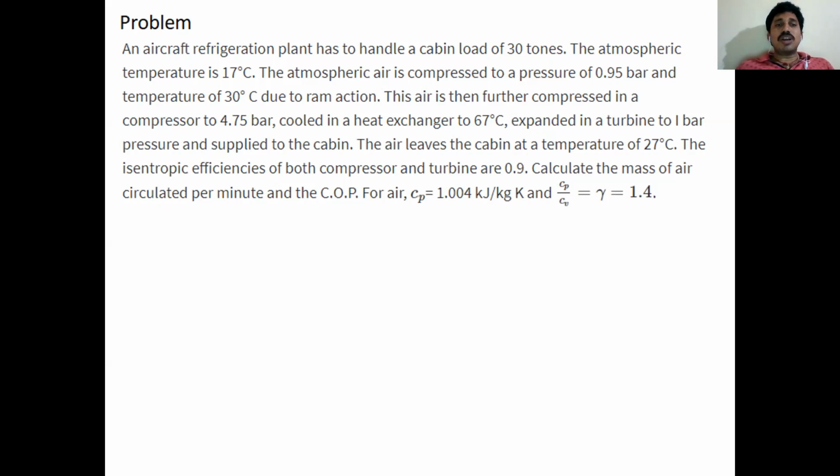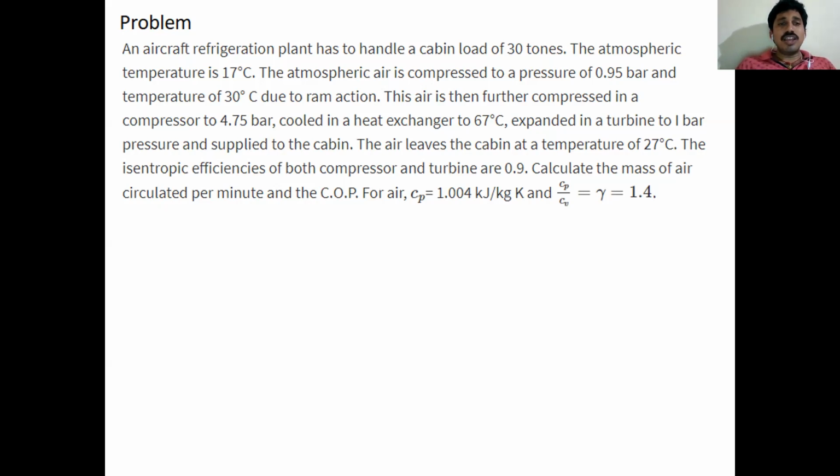The isentropic efficiencies of both compressor and turbine are 0.9. They clearly mentioned that the efficiencies of turbine and compressor are 0.9 or 90%. So if you are getting efficiencies of the compression process and expansion process, that means that problem belongs to the actual cycle. So isentropic processes will be deviated to adiabatic processes. Please do remember this one.